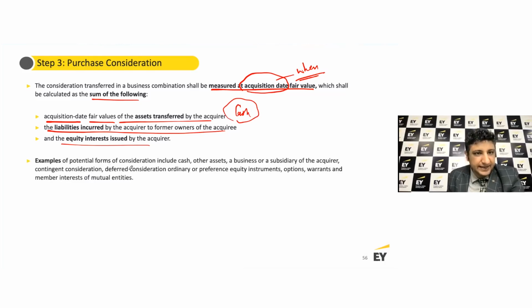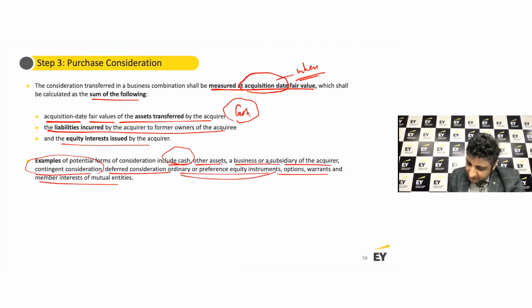Okay, there could be different forms of consideration, as we said, including cash or some other assets, or a business or a subsidiary of the acquirer. It could be a contingent consideration. It could be a deferred consideration. It could be ordinary or preference equity shares. It could be options, warrants, etc. Right? Or member interest of mutual entities. So these are more typical, but you would commonly see cash, contingent considerations, ordinary or preference equity shares, or even deferred consideration, both in practical life as well as in the examination context there.